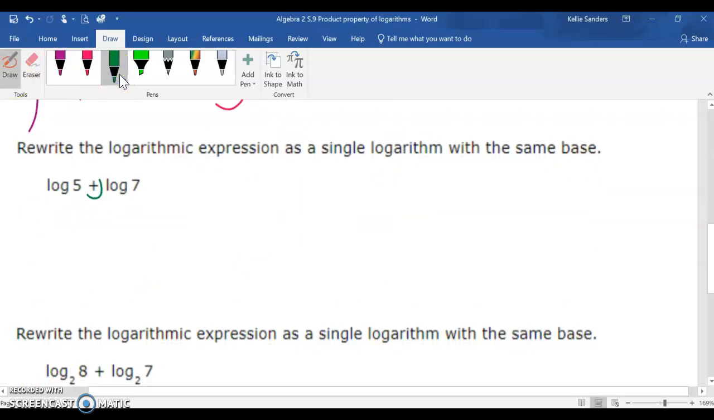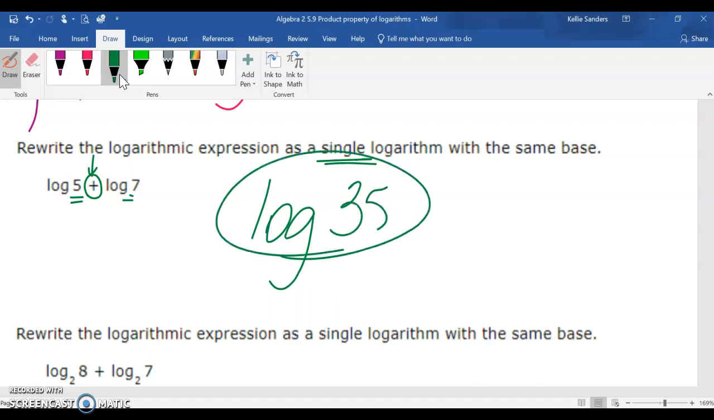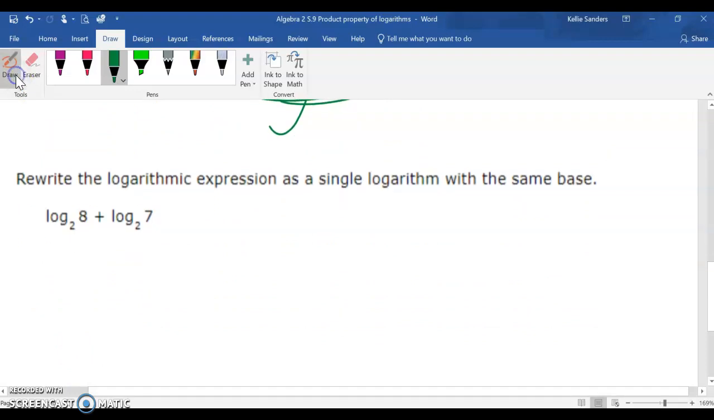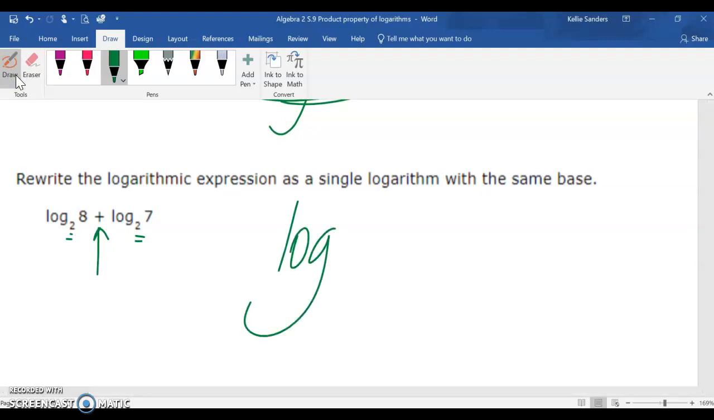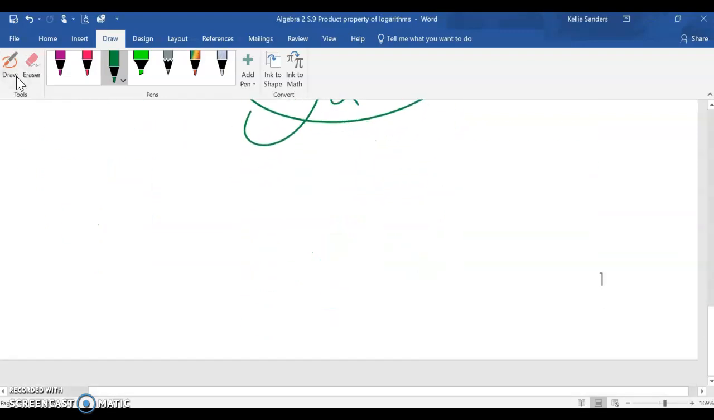Now, these are being added right now, and we want to put them as one log instead of two. Since we are adding, what are we going to do with the 5 and the 7? We are going to multiply them and get one log instead of two. We're adding. These are like bases. So we keep the base and we multiply the 8 and the 7 and get 56. That's it.